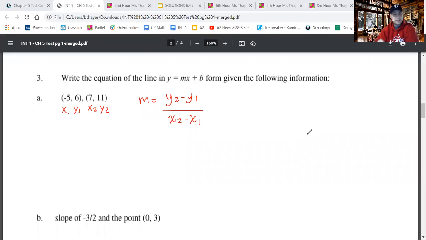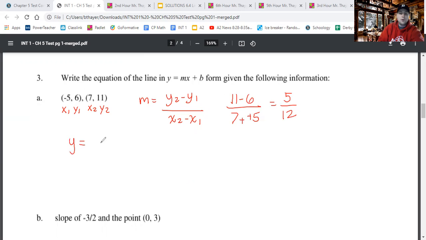All right, for number 3, we have to write an equation in slope-intercept form for the following information. We just have 2 points, so I know we need to find the slope. So I've already got the slope equation and my points labeled, so let's just plug the numbers in. 11 minus 6 on top, and 7 minus a -5, so they'll turn into adding a positive. So that's 5 over 12. That is the value of our slope.